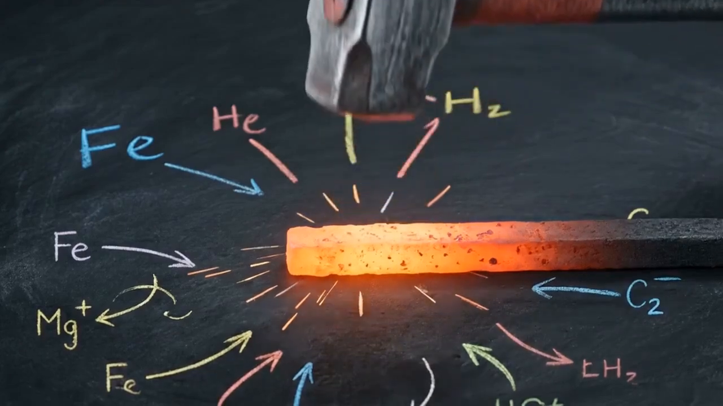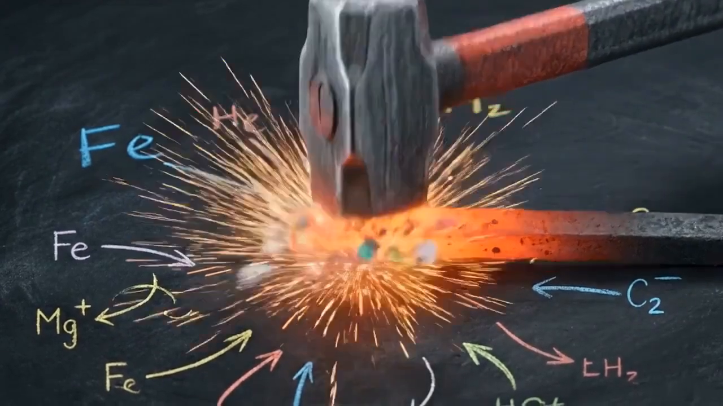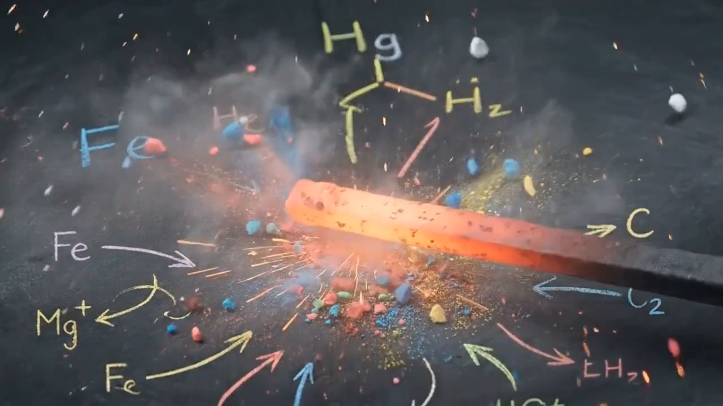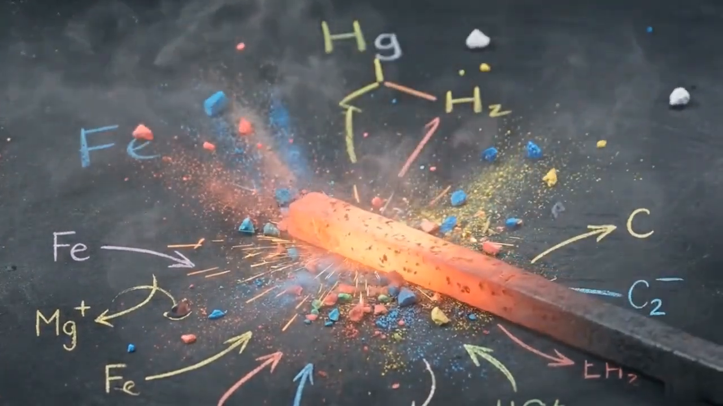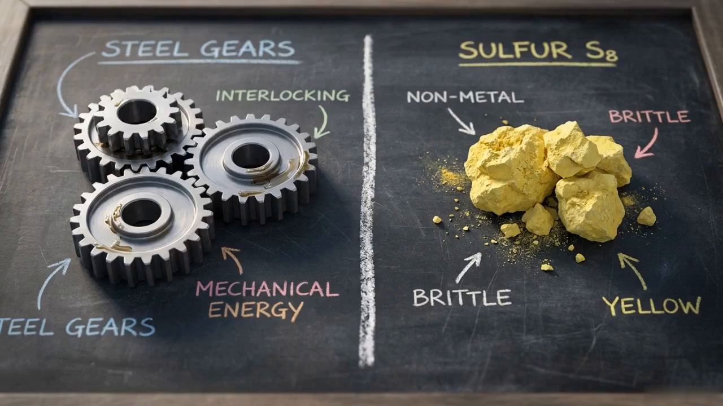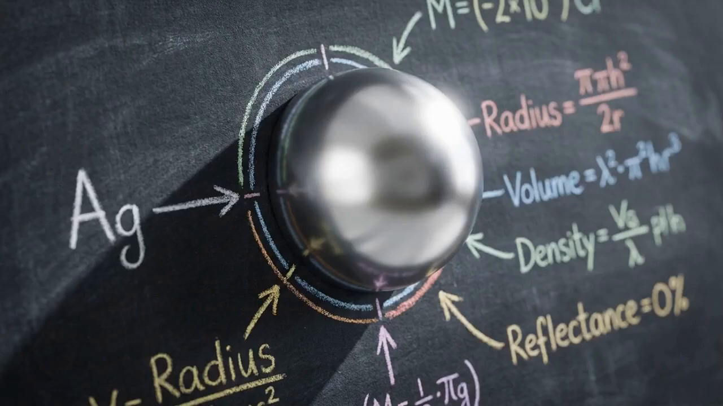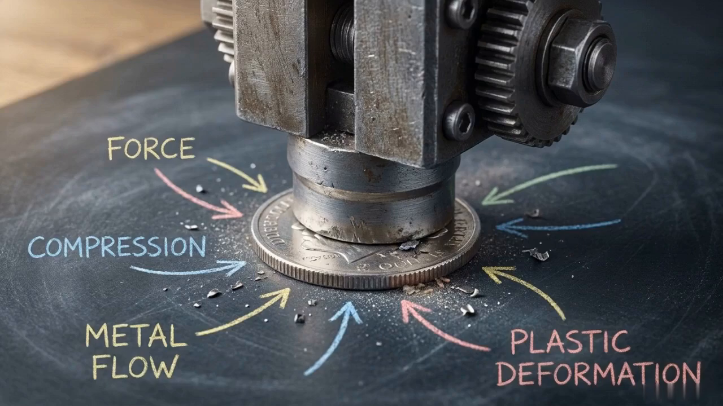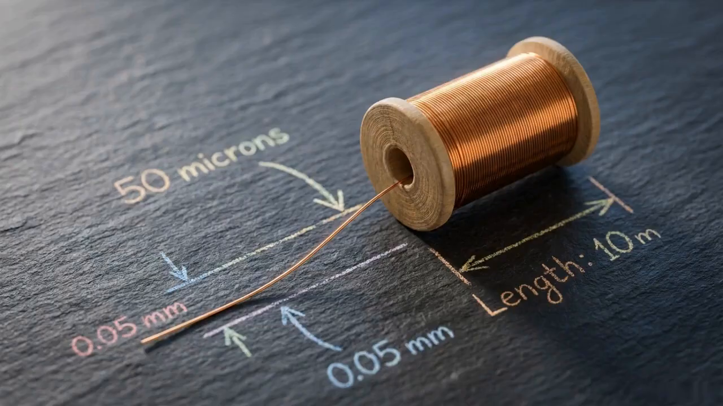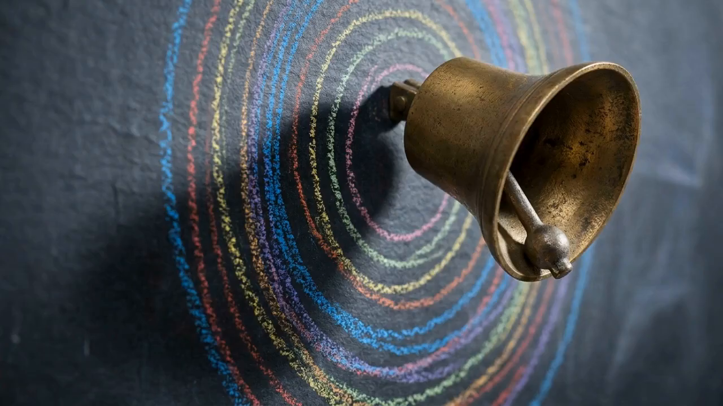Let's start with how we intuitively classify the elements around us. Most of us sort them into two simple buckets: metals and nonmetals. We make this distinction based on obvious physical traits. If it has a shiny luster, can be hammered into sheets, drawn into thin wires, or rings when you strike it, we call it a metal.